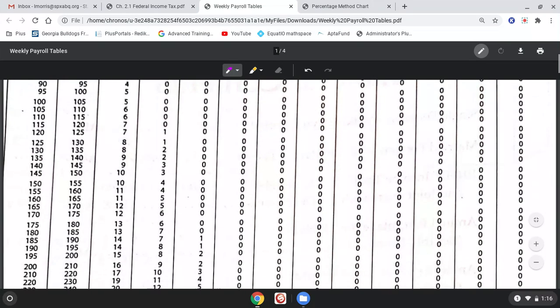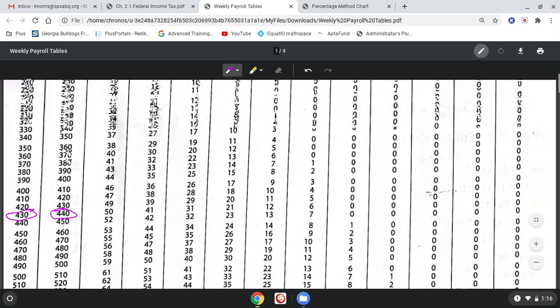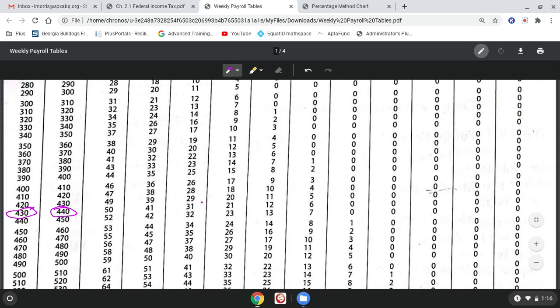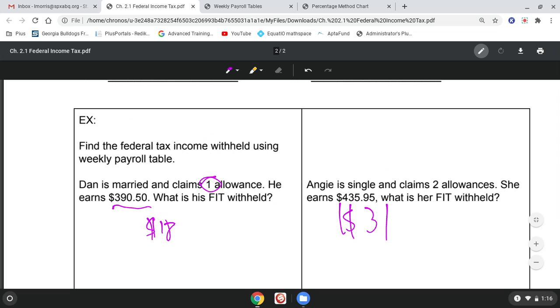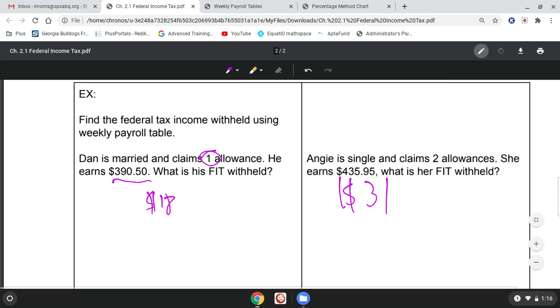So that's going to be the third column. All we need to do is count over to the third column, and that would be $31. So it's just $31. That's all you've got to do when you're using the weekly payroll table, not the percentage method. This is the first method, which is far easier.